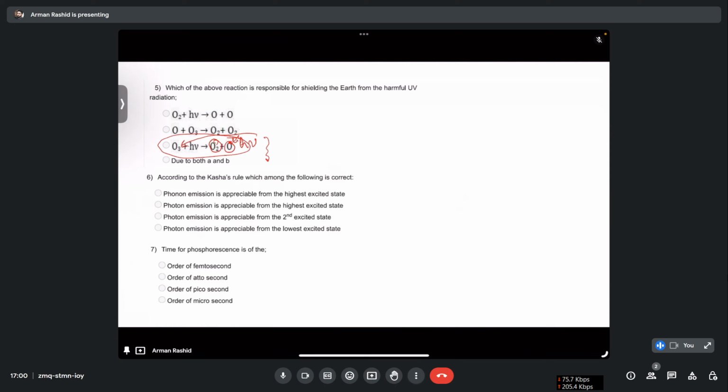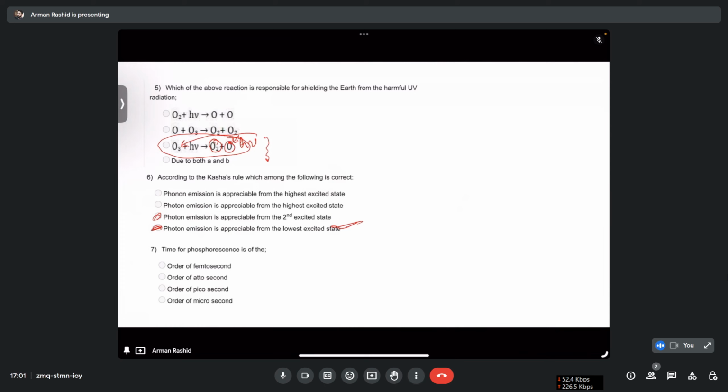Now question number 6. According to Kasha's rule, which among the following is correct? Photo emission. Now this is a simple question. The photo emission is appreciable from the second excited state. So the third, C, is the answer. Wait. Okay, so D is the answer. Sorry. So D is the answer because emission is always appreciable from the lowest excited state because it is very near to the closest state. So this is Kasha's rule. So D is the answer.